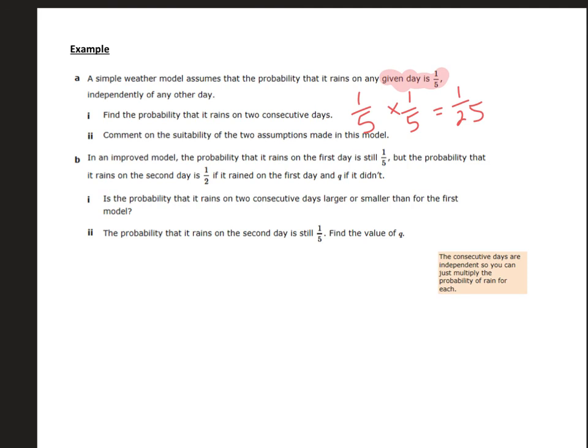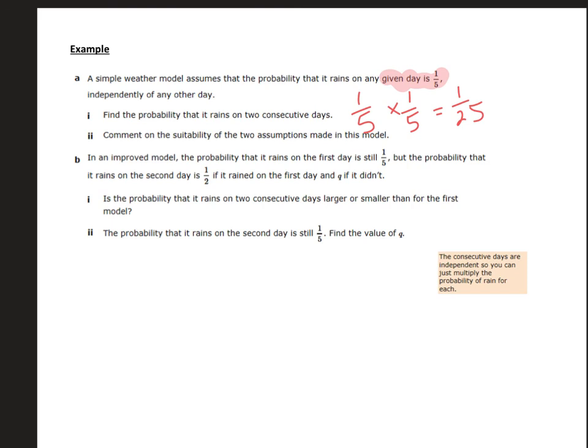In an improved model, the probability that it rains on the first day is still 1/5, but the probability that it rains on the second day is 1/2 if it rained on the first day, and Q if it didn't. Okay, is the probability that it rains on 2 consecutive days larger or smaller than the first model?